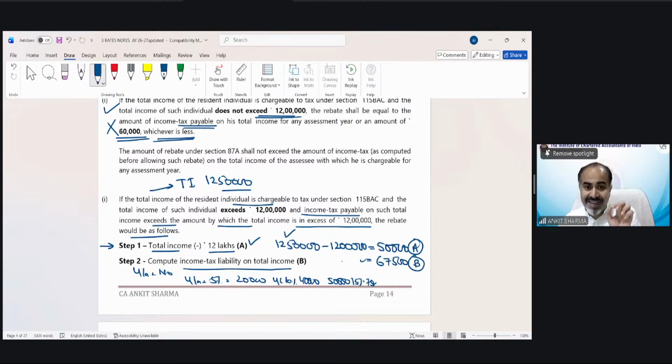So step 1 says total income reduced by 12 lakh rupees, step A. Step 2 says calculate tax on your income which has been given in the question. That would be called B. If B is greater than A, so you have to check this condition. If B is more than A, then you can claim the rebate. If B is not more than A, then you cannot claim the rebate. So in this example, you can see B is more than A.